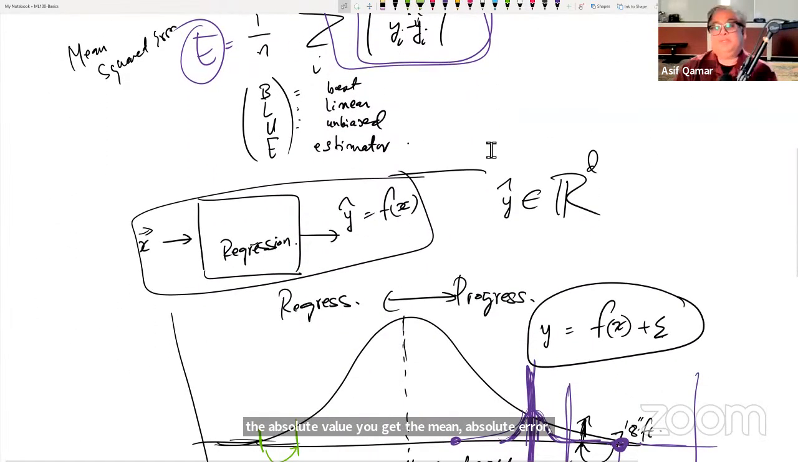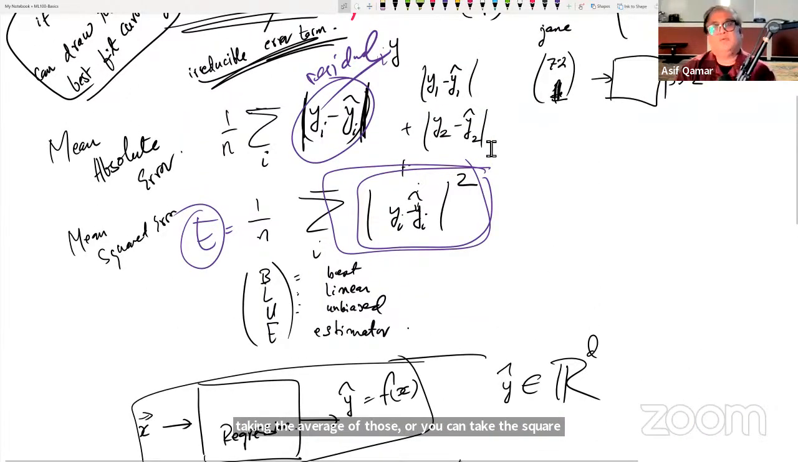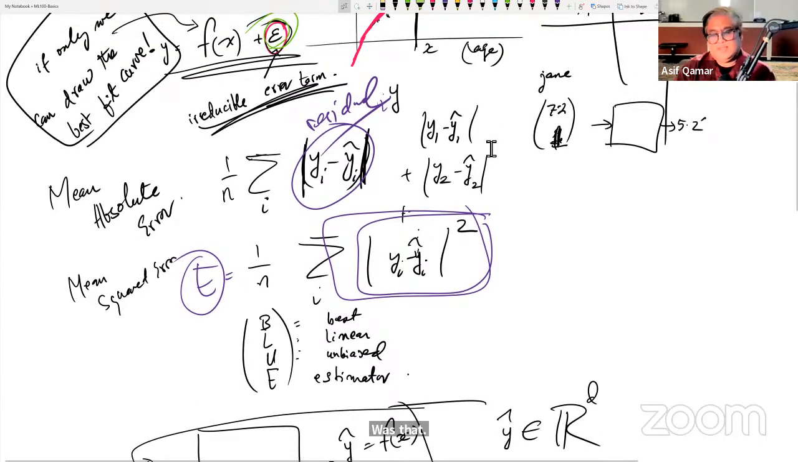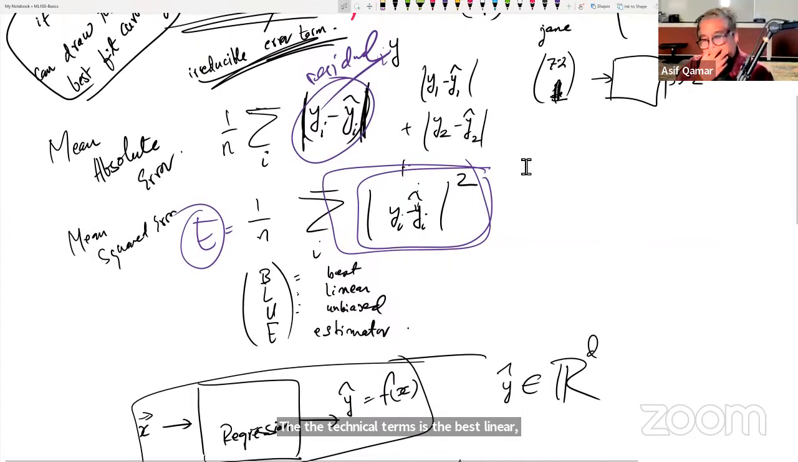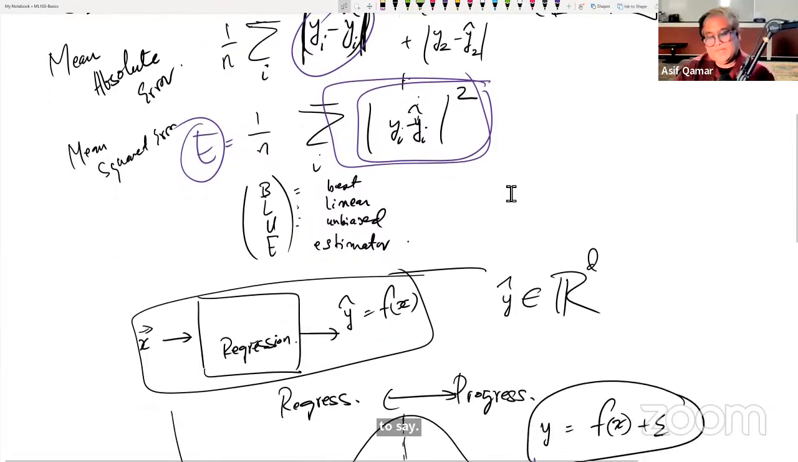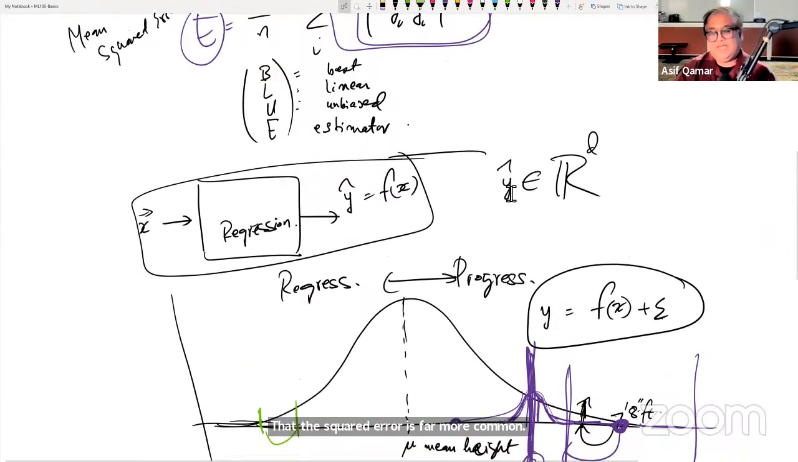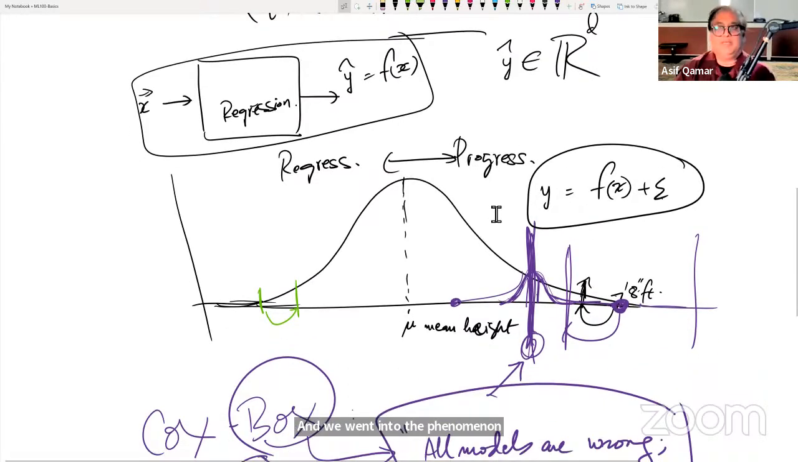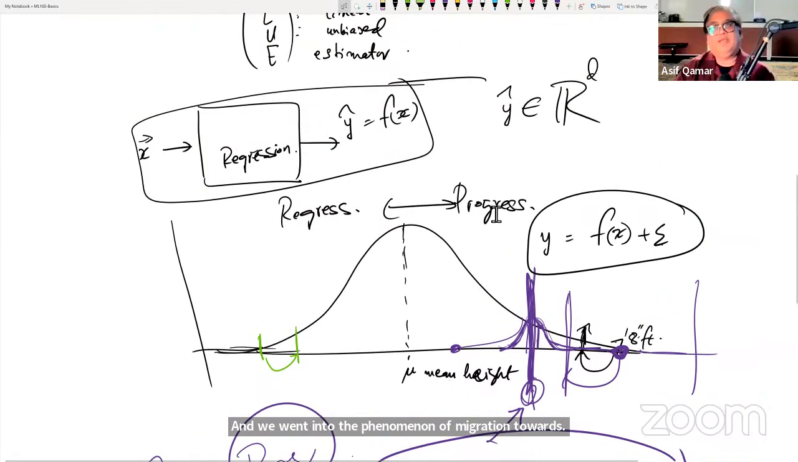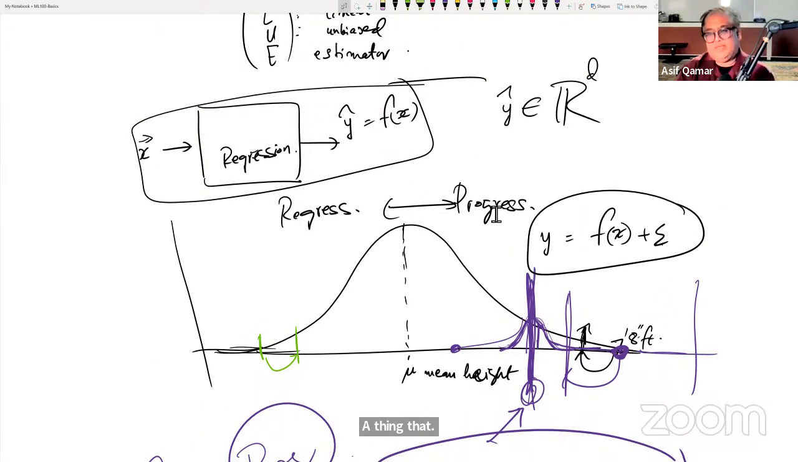As I mentioned, one of the results early on, way back in 1812, was that under certain well-behaved conditions, the mean squared error is the best linear estimator. The technical term is the best linear unbiased estimator. Now, we won't go into all the nuances of it, but suffice to say that the squared error is far more common. We went a little bit about what it means in reality, and we went into the phenomenon of regression towards mediocrity or regression towards the mean, a thing that Galton wrote a paper about many, many years ago.